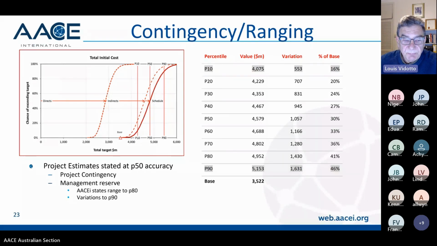Again, we would normally state a project estimate at a P50, but we talked about management reserves. Again, AACE states about a P80, which means you'd quote the estimate at a P50 plus the management reserve of another up to 4.4952. But again, some companies go to the P90 in order to be secure, and they don't want to overrun or underrun.